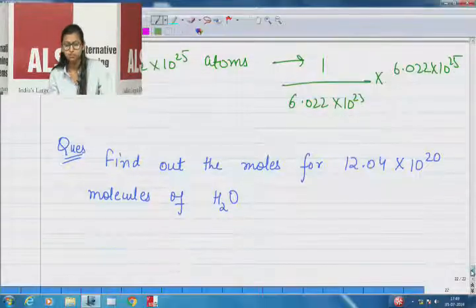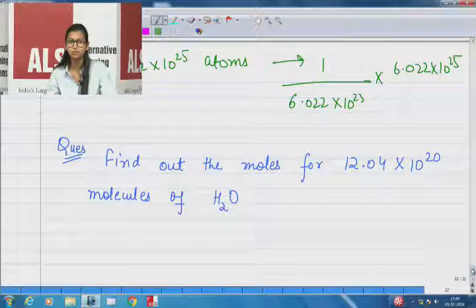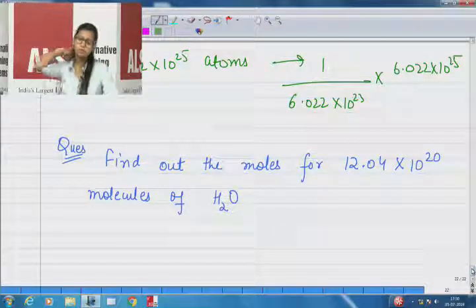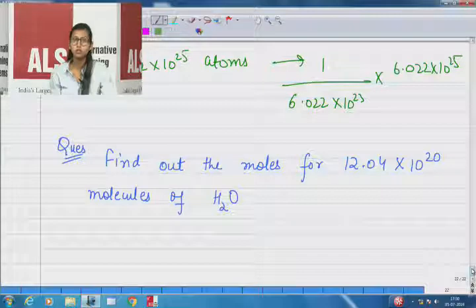Similar kind of question this is, as we have done above, okay? Try this one. This time we have been given the molecules only. Apply the same thing, you will get the number of moles.